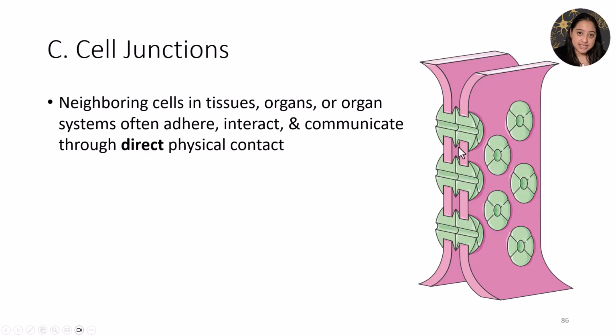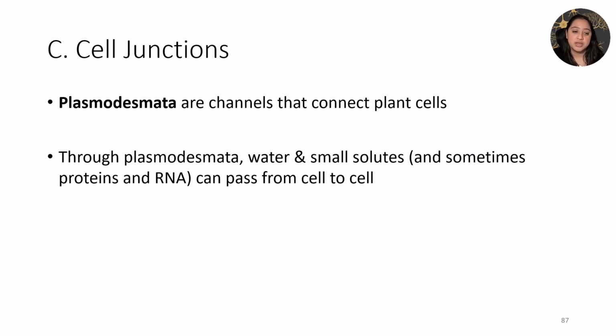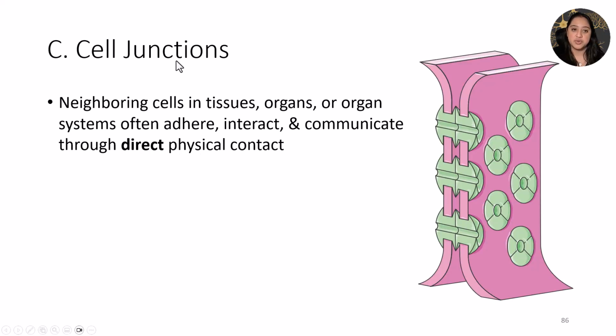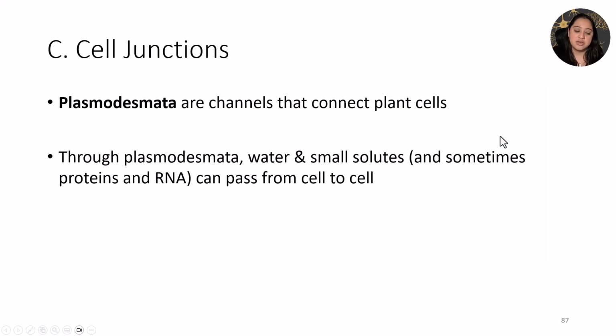And okay, so lastly, neighboring cells in tissues, organs, or organ systems have to work together, right? So they often adhere or stick to each other, interact with each other, and communicate with each other through direct physical contact. So that's how one cell can work so well with another cell and make up a tissue, by being kind of stuck together, and it helps them communicate faster and directly. So there are different kinds of cell junctions. That's what we call where the cells actually connect. So there are different names for different kinds.